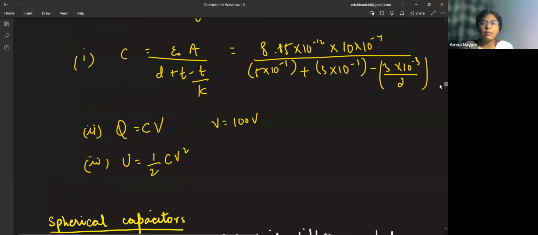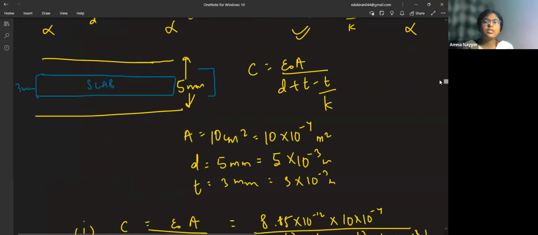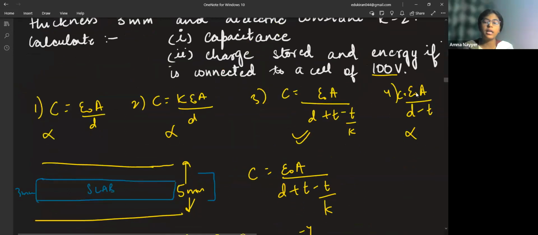Main thing in this calculation part you will be able to handle because you can take 10 to the power minus 3 common from here. This becomes 5 plus 3 minus 1.5. You will be able to do. The calculation is not difficult. It's just that you should know which formula to use because entire question will go wrong if you use this formula or any else.